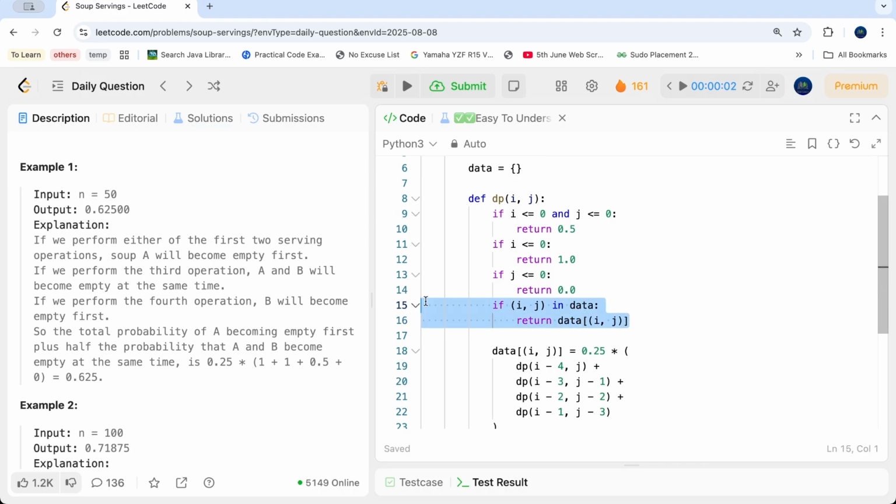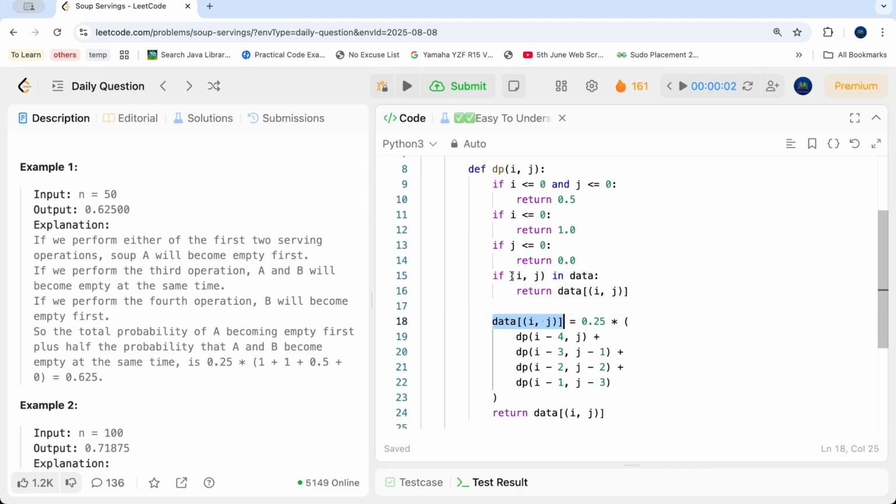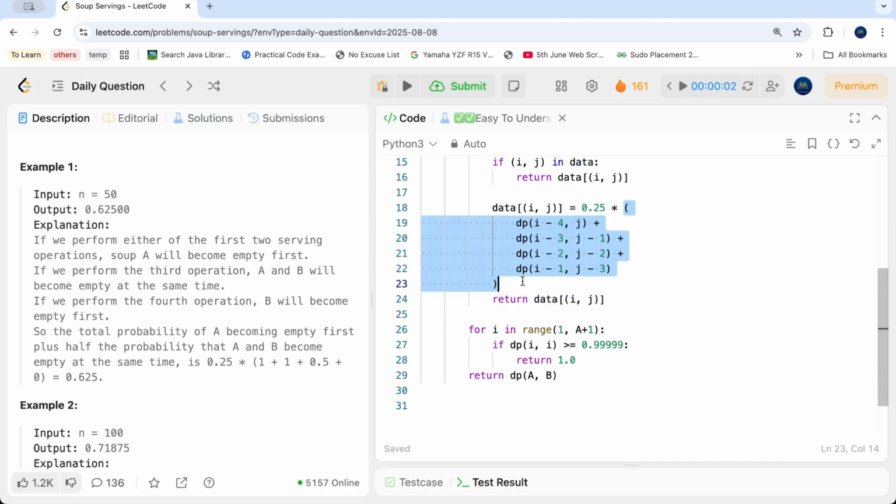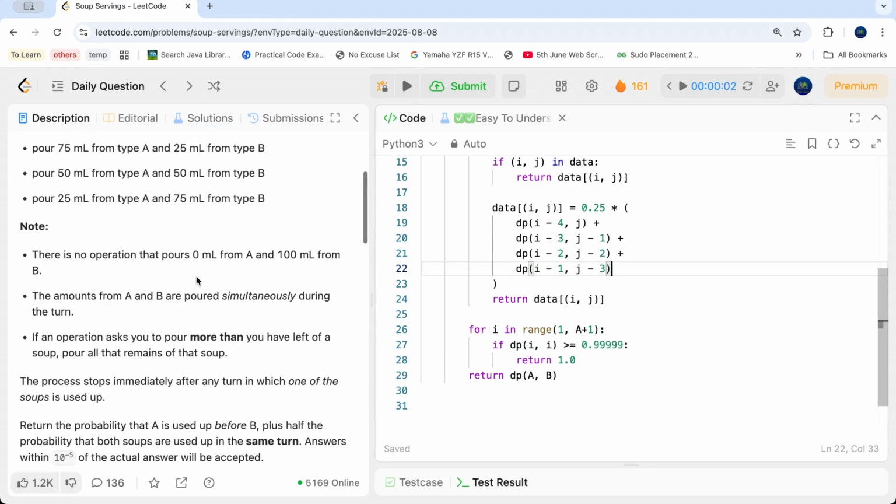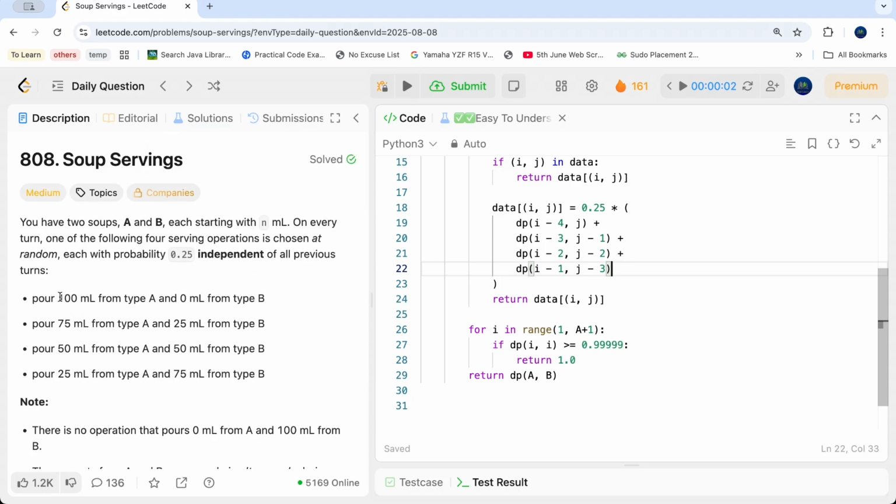But if it is not in the data, then we will store it in the data for the current set of i comma j. We will say that data of i comma j is equal to 0.25 multiplied by 4 different dp function calls again. Here what we are doing is, we are just performing our 4 operations. That is, if we are reducing A by 100, it means we are reducing A by 4 units and reducing B by 0 units. So we are calling the dp function again with i minus 4 and j.